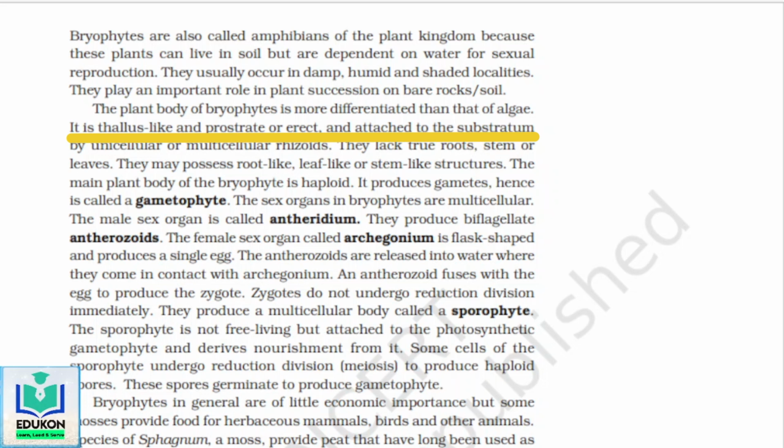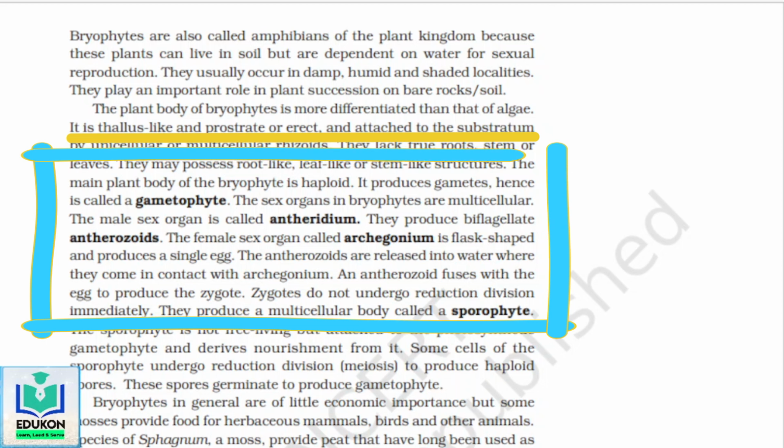The main plant body of a bryophyte is haploid. It produces gametes, hence it is also called the gametophyte. The sex organs in bryophytes are multicellular. The male sex organ is called the antheridium, which produces biflagellate antherozoids. This is an important line, you need to underline this complete line. Whereas the female sex organ is called the archegonium, which is a flask-shaped structure and produces a single egg.